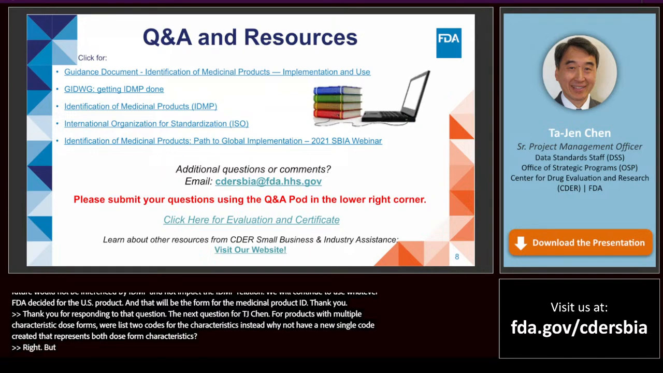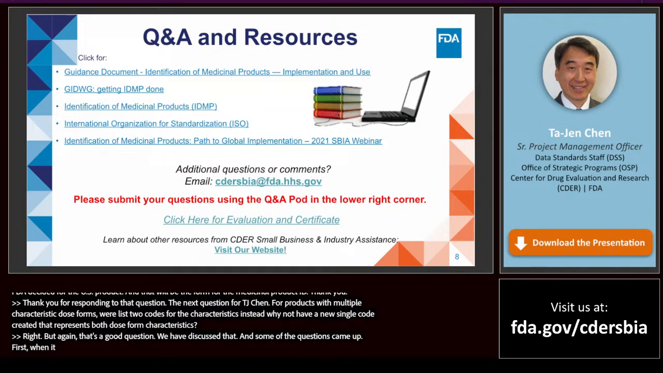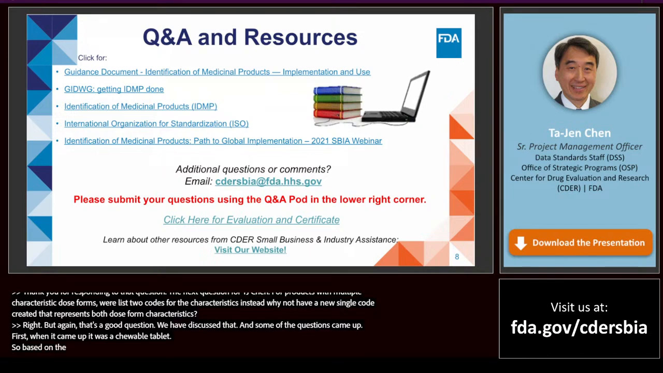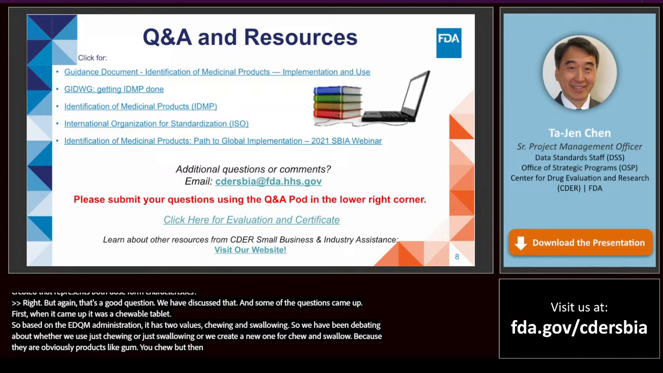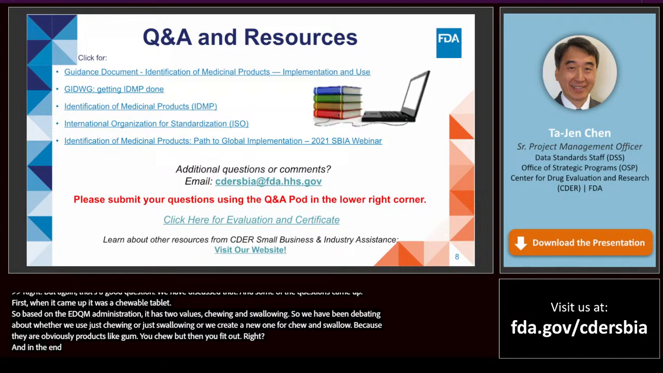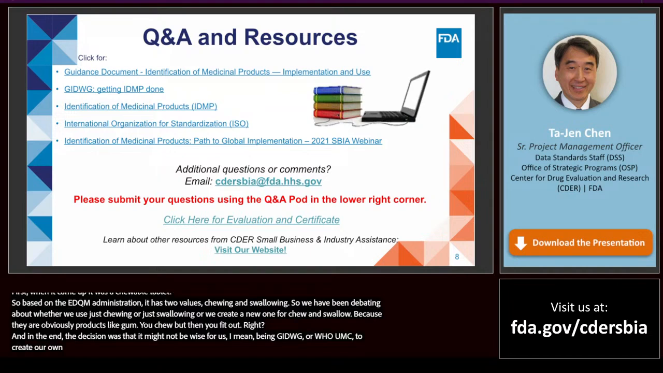Right. That's a good question. We have discussed that, and some questions came up. First it came up with a chewable tablet, right? Based on the EDQM administration method, it has 2 values: chewing and swallowing. So we have been debating about whether we use just chewing or just swallowing, or we create a new one for chew and swallow, because obviously there are products like gum, you chew but then you spit out, right? In the end, the decision was that it might not be wise for us, being GIDWG or WHO UMC, to create our own list of administration methods on top of what EDQM already created and defined.